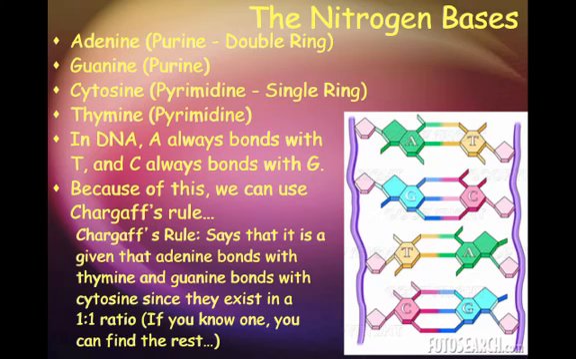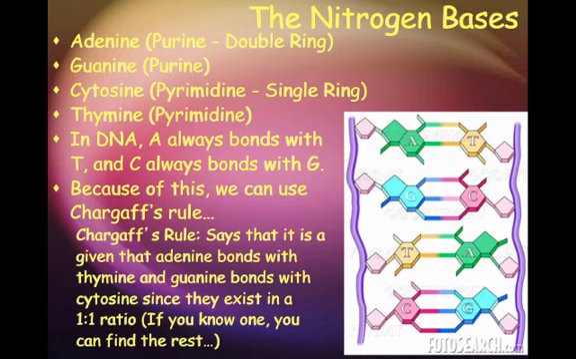So for example, if you had a sample of DNA, let's say the DNA was 25% adenine. Well, adenine always bonds to thymine. So if you have 25% adenine, that would mean you would have to have 25% thymine. So 25 plus 25 is 50. That means half of the DNA has to be adenine and thymine. That leaves you with another 50% making up guanine and cytosine. So if 50% is guanine and cytosine, that means 25% of that is guanine and 25% of that is cytosine.